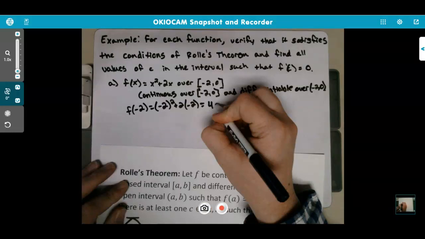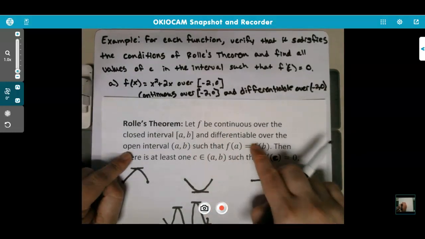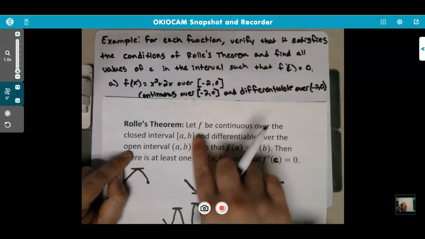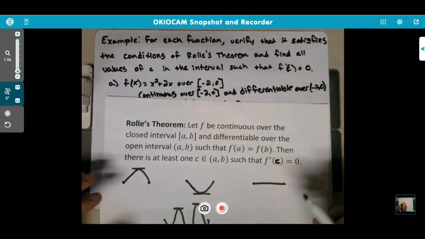Now I should be able to plug in 0 and get the same thing. So that'd be 0 squared plus 2 times 0. Look at that, we get the same thing. So since every condition is true, I can use this. Okay? Since everything is true on the if part, then I'm good. So now I know there is a point between them such that the derivative is equal to 0.